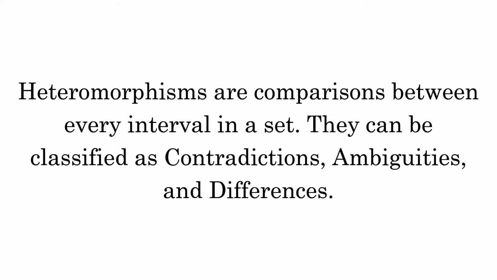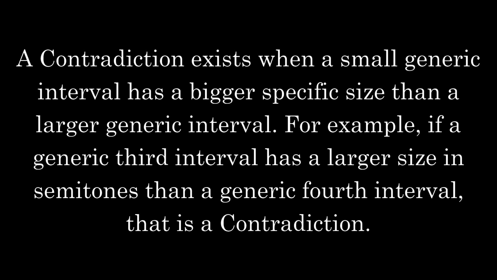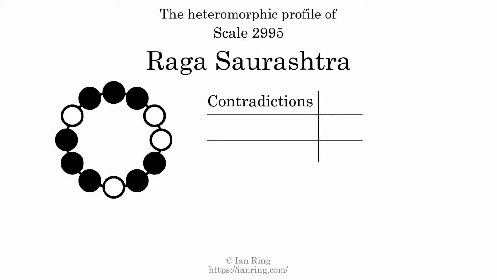Heteromorphisms are comparisons between every interval in a set. They can be classified as contradictions, ambiguities, and differences. A contradiction exists when a small generic interval has a bigger specific size than a larger generic interval. For example, if a generic third interval has a larger size in semitones than a generic fourth interval, that is a contradiction. The number of contradictions in this scale is 10.